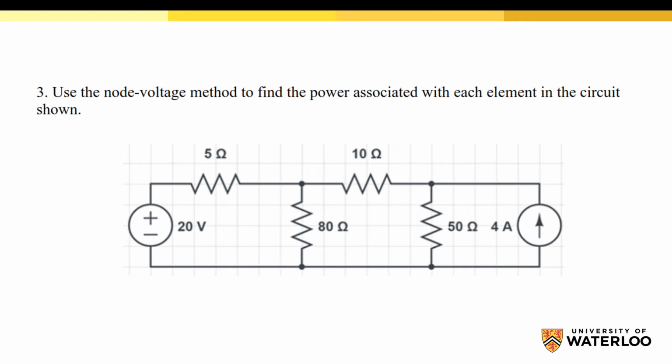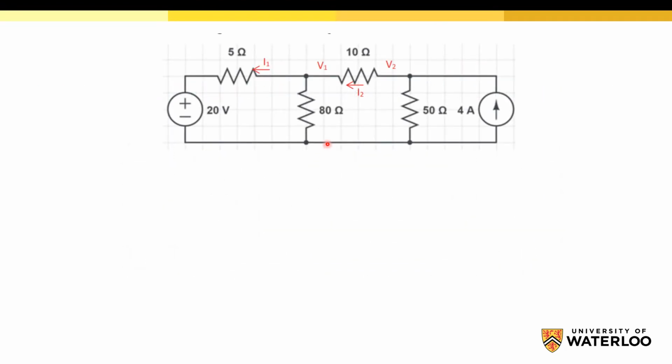For question 3, using the node voltage method, find the power associated with each element in the circuit shown. In this circuit, we have a voltage source, a current source, and resistances. In order to solve this question, we first need to know how many nodes we have. For this circuit, we have 3 nodes. All of this is just one node, then we have a node here and another node here. So we have 3 nodes.